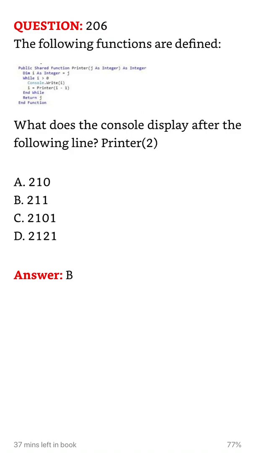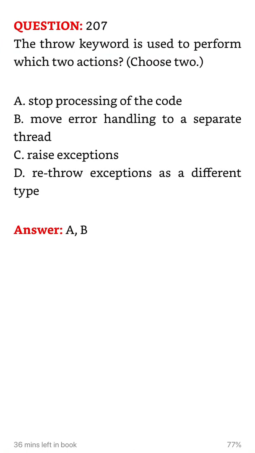What does the console display after the following line? Printer 2. B is the answer. 211. Question 207. The throw keyword is used to perform which two actions?